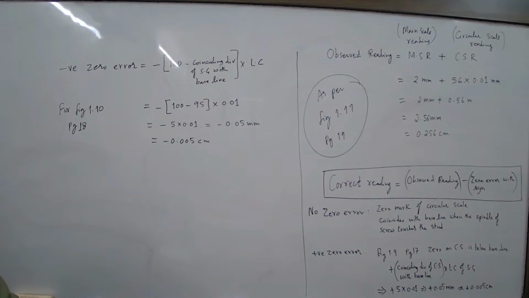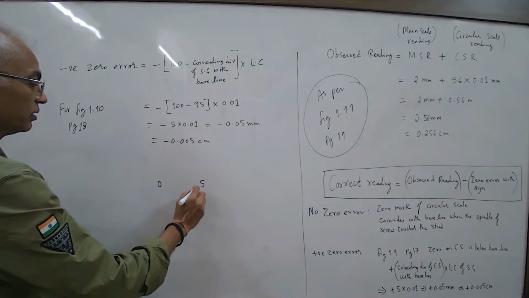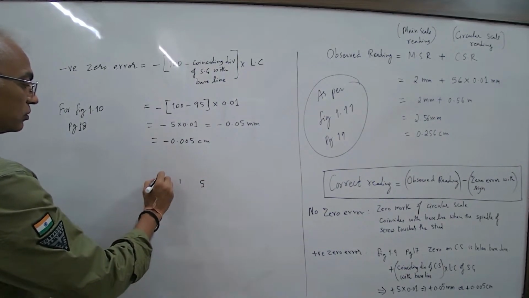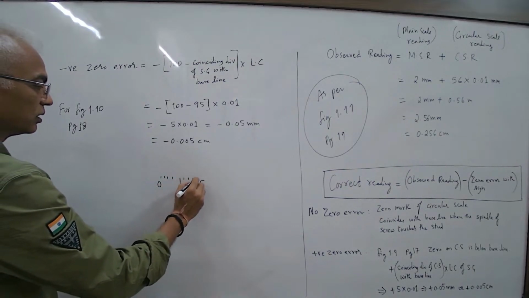A stopwatch has 10 divisions graduated between the 0 and 5 second mark. What is the least count? Okay. So how to find the least count? Least count is one division. What is the value of one division? So from 0 to 5 seconds, how many divisions are there? 10 divisions are there. 1, 2, 3, 4, 5, 6, 7, 8, 9, 10.